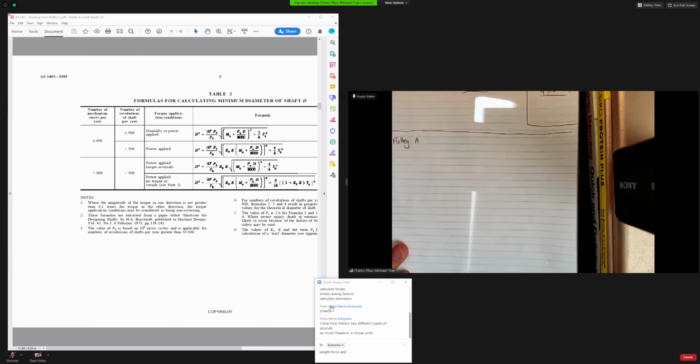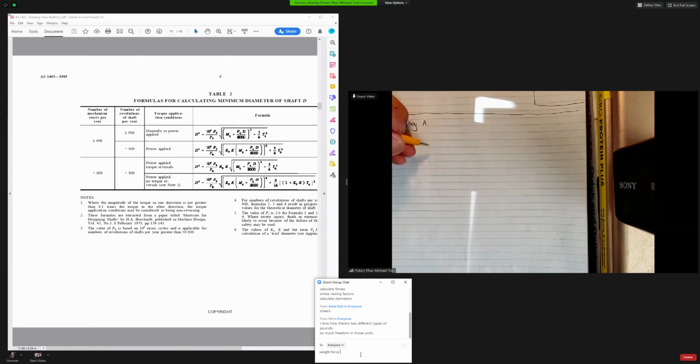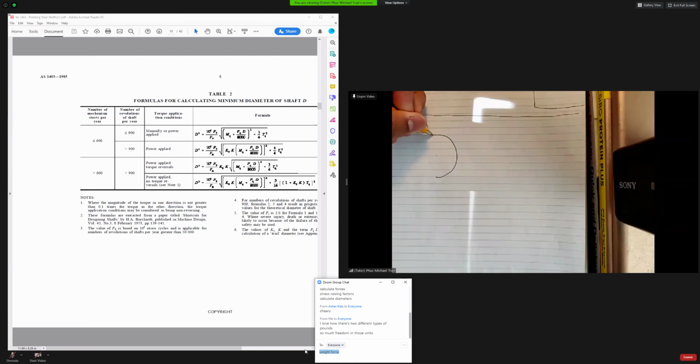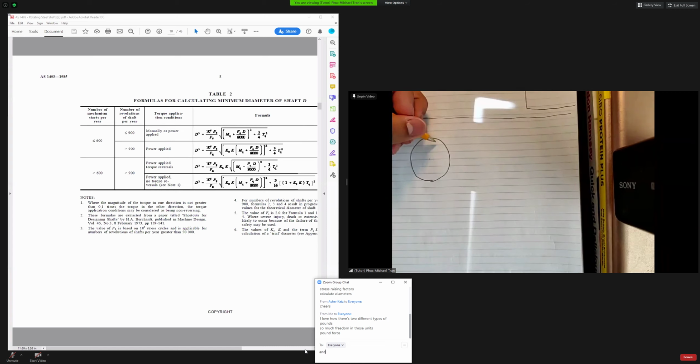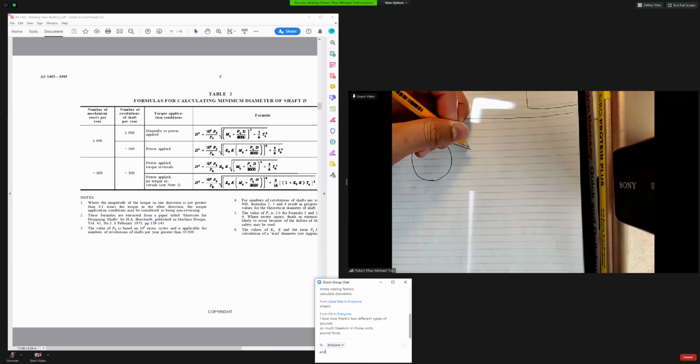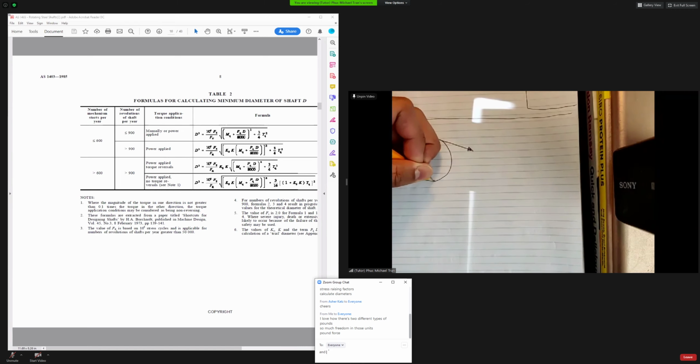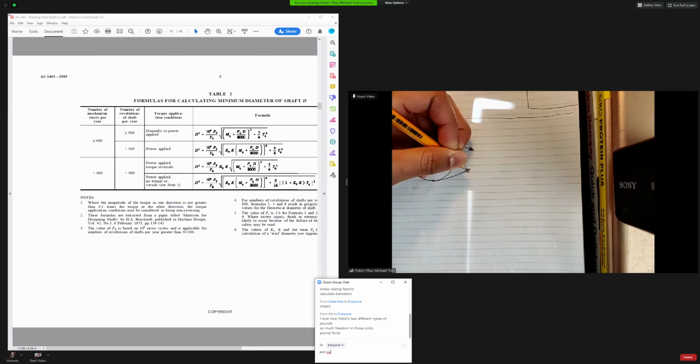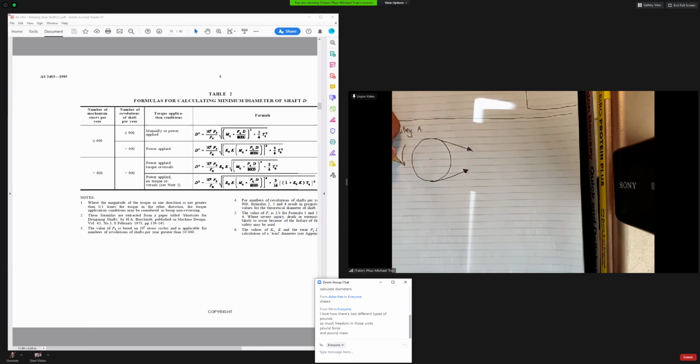Pulley forces. All right. 1, 2, 3. So with the pulley, there is two forces resulting from the operation of the belt, assuming that it's rotating this way.